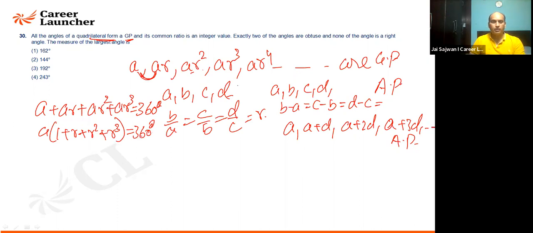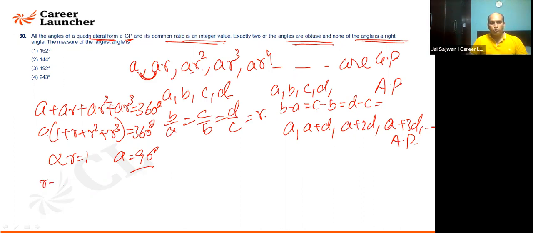Okay, Anshu. So the common ratio is an integral value. If you put R is equal to 1, every angle will come out to be 90 degree. But exactly two of the angles are obtuse and none of the angles is a right angle. कोई भी 90 degree का नहीं है. So at R is equal to 1, it does not satisfy, as all angles are equal.